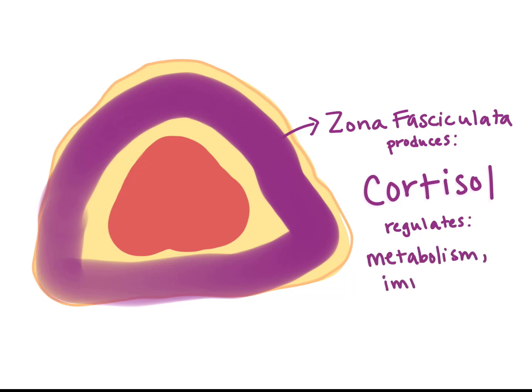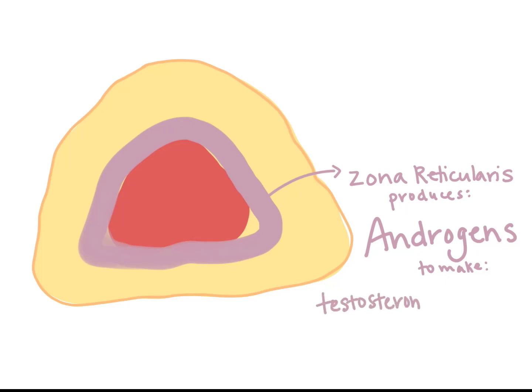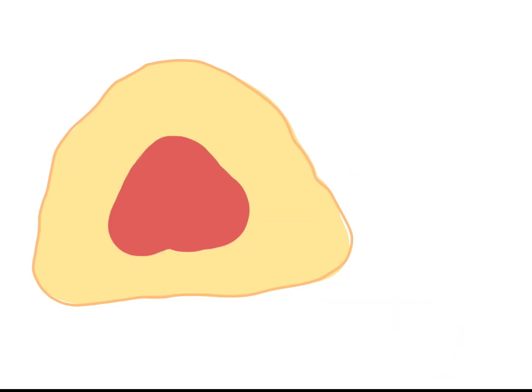Cortisol plays a massive role in the body, most importantly regulating metabolism, immune response, and stress response. Third up is the innermost layer of the cortex, the zona reticularis. The reticularis is responsible for making androgens. These present as weak precursor hormones that will become amplified as the androgens interact with the testes and ovaries, becoming testosterone and estrogen. In the center of the adrenal gland is the medulla.